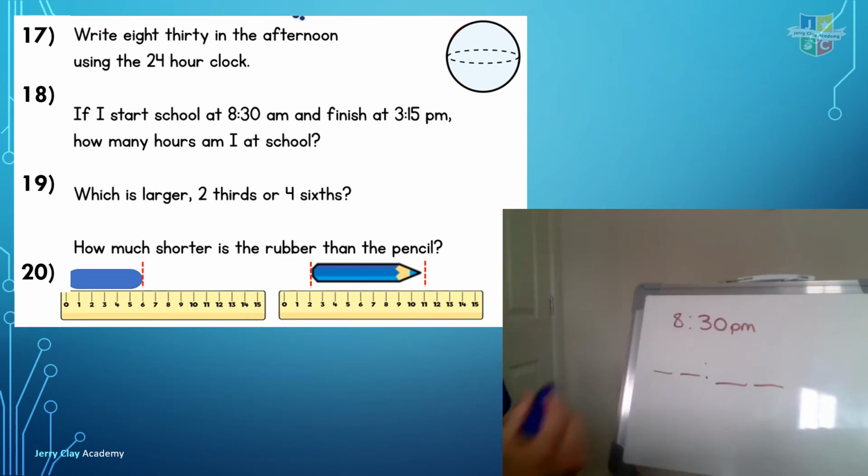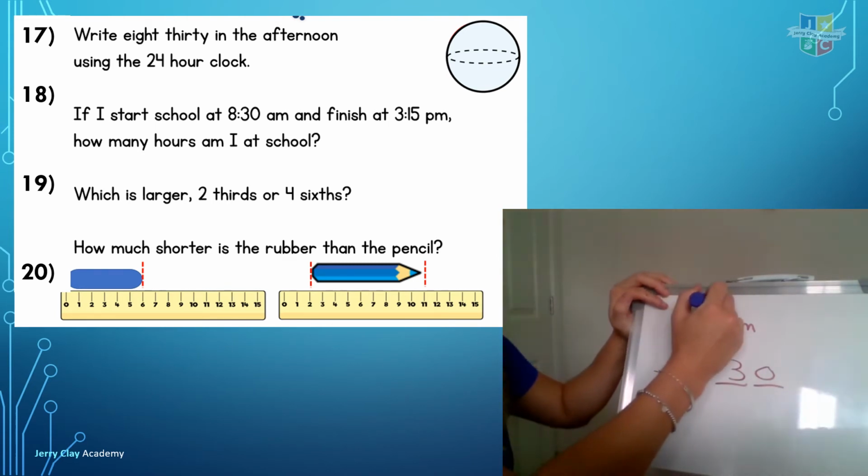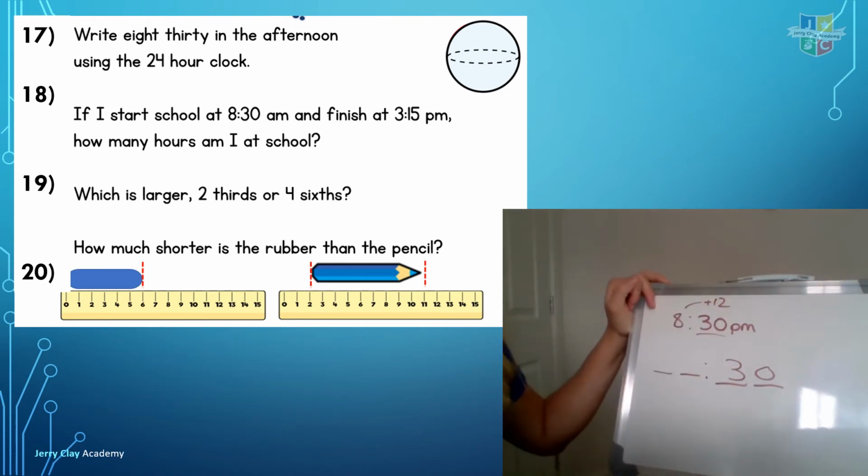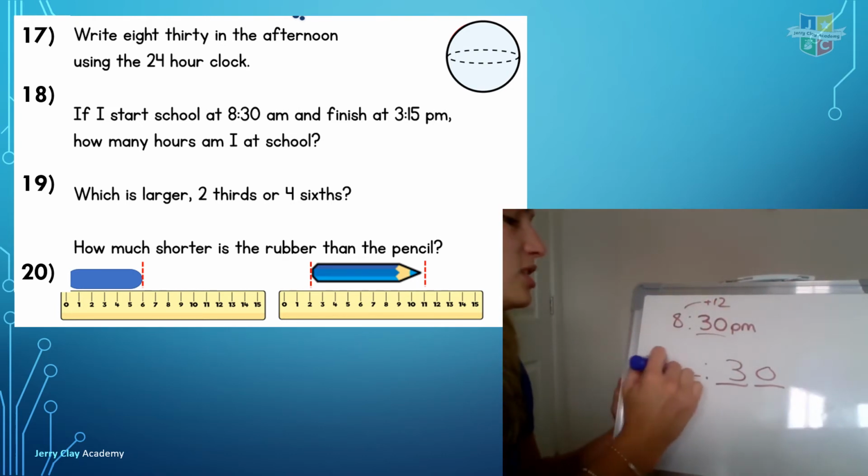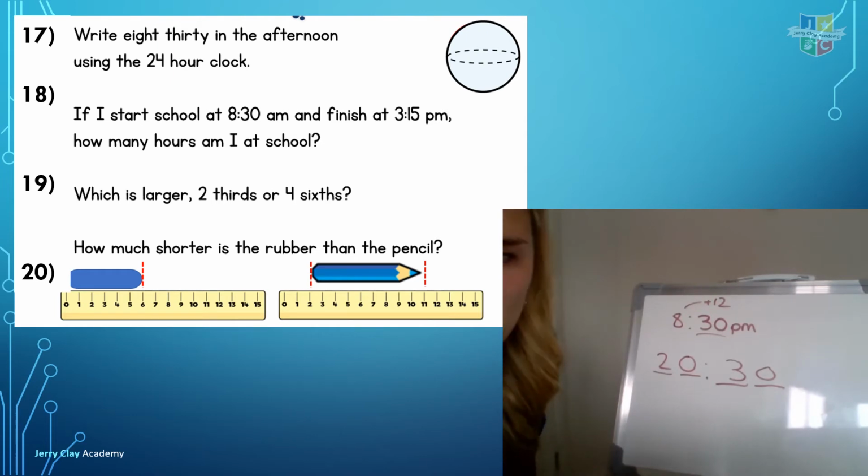So I know if it's 30, 30 minutes has passed, so I can put in my 30, which is nice and easy. However, if it's 8 in the afternoon, we need to add 12 to the 8 because it's in the afternoon, which would be 20:30. So your answer should have been 20:30.